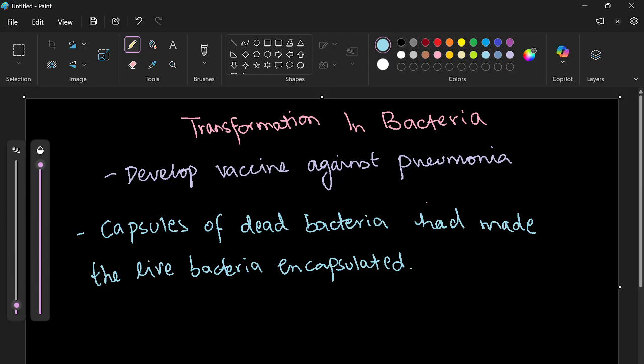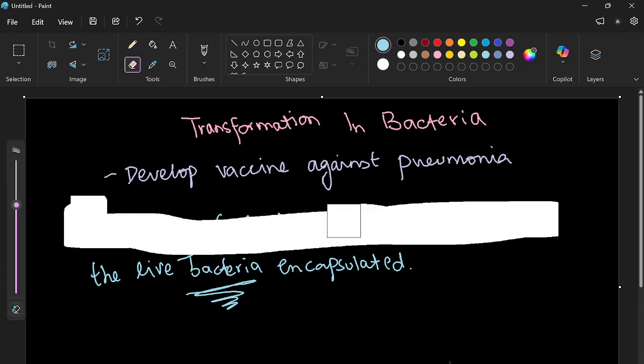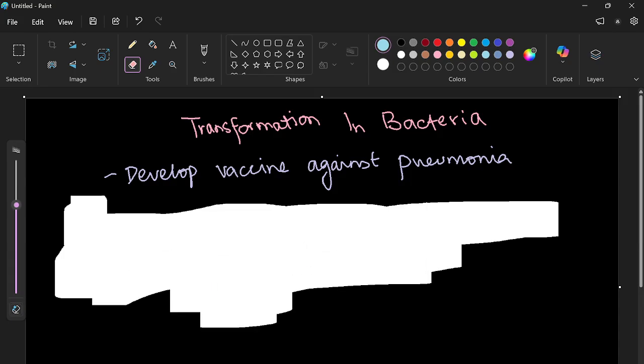So what happened was that the DNA of the dead bacteria, the naked DNA, had entered another bacterial cell. Remember what I said in the beginning that the naked DNA had been taken up by another bacterial cell, and it had become integrated into the cell's DNA. Okay, so this is what happened. That is why the live bacteria, which initially did not contain capsules, later contained the capsules. That is why the mice died. Okay, so let me explain with the diagram so it will be easy.